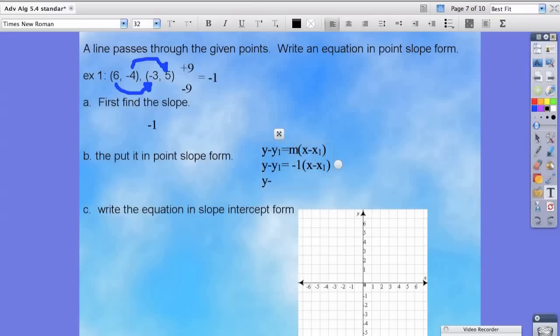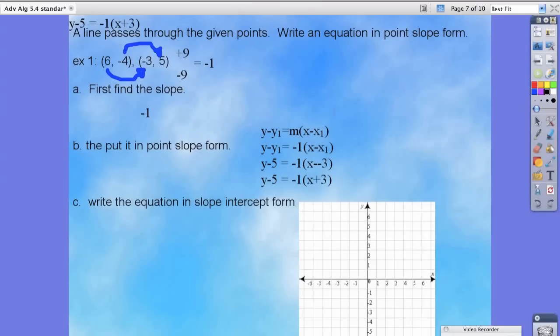So y minus, our point that we chose was -3, 5, so the y is 5, equals -1 times x minus, the x value here is -3. So we're left with y minus 5 equals -1 times x plus 3. So now we have it in point-slope form. Part C says put it in slope-intercept form. And the reason why we do that is because slope-intercept form is the easiest to graph.